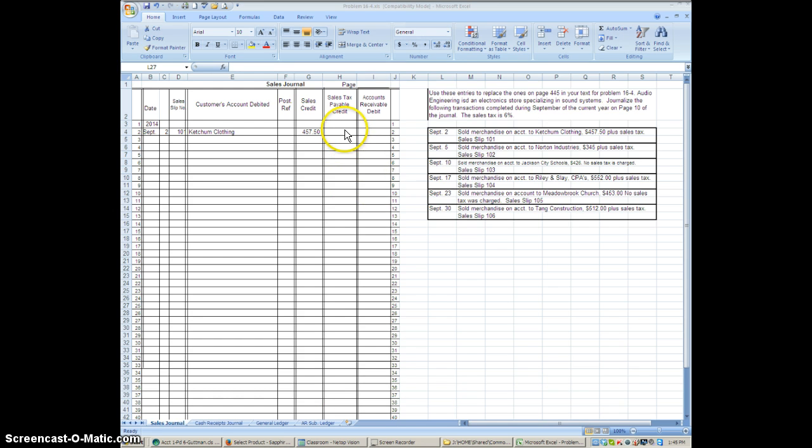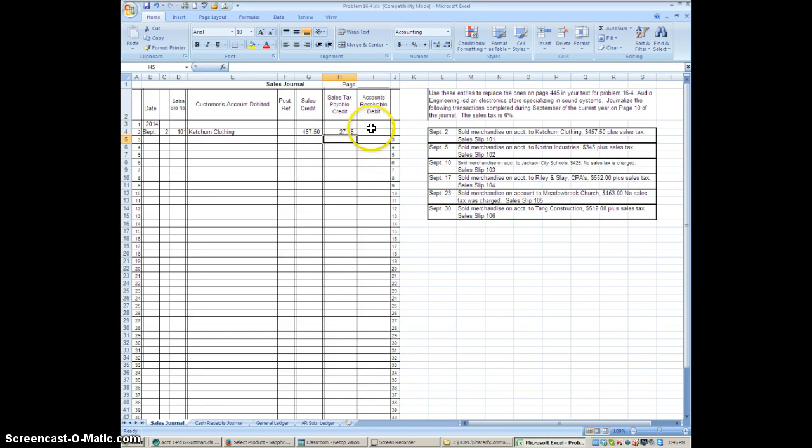So what we can do for the sales tax is put an equation in here, since everybody is going to get charged the same amount of tax, if in fact they are charged a tax. So we'll type equals 0.06 times, and we're going to go back and click on the sales credit column, and that's $27.45, which is the amount of the sales tax payable credit.